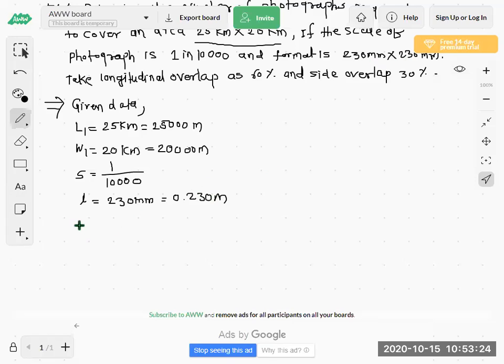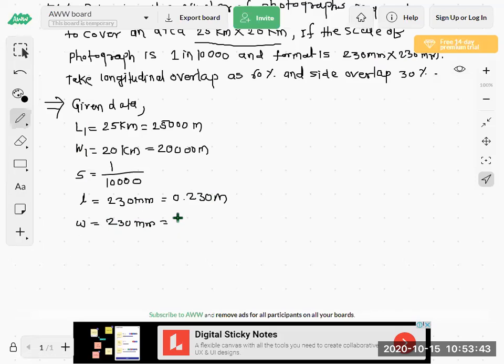Then the width of the photograph, W, because this data we have to record in our calculation. Are you getting it? Small l and W, we have to put into the formula. So again, the width of the photograph is 230 mm, which means 0.230 meter.